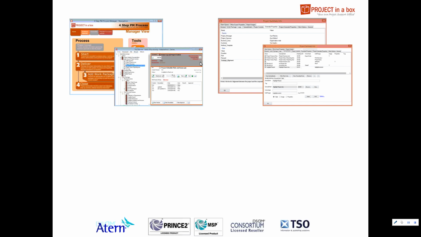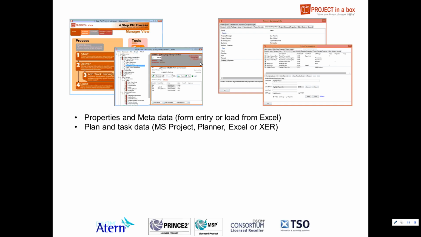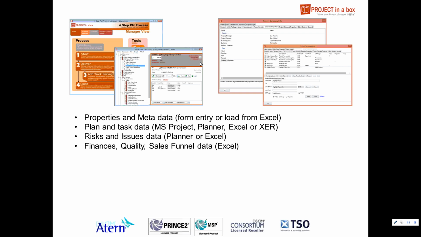People can then just produce a report and it will bring back whatever data is appropriate that's been put into that project. Really very straightforward. So summarizing all that, we've got properties and metadata, which can be from a form or from Excel. We've got plan and task data, which can be from Microsoft Project, our own free planner tool, Excel templates, or XER transfer files. Risk and issue data from Planner or Excel. Finance, quality, and sales funnel data, with standard formats we provide for these in Excel. In fact, you can bring anything you want from Excel.